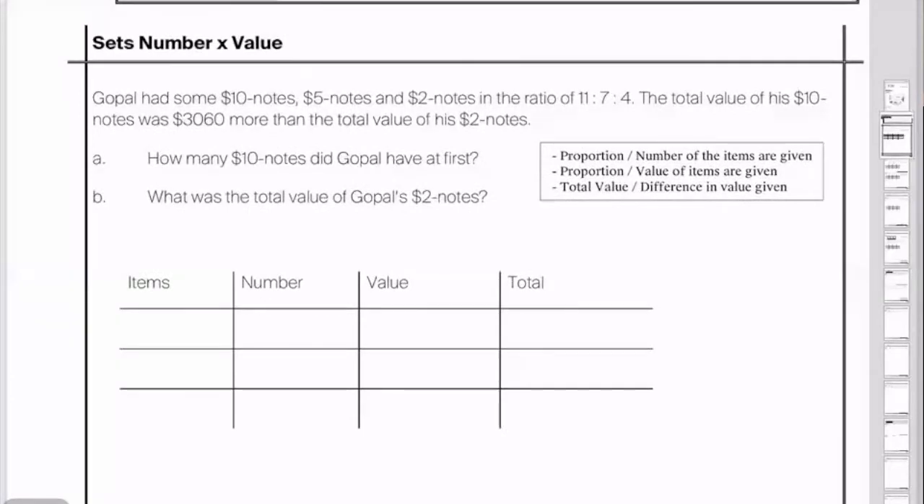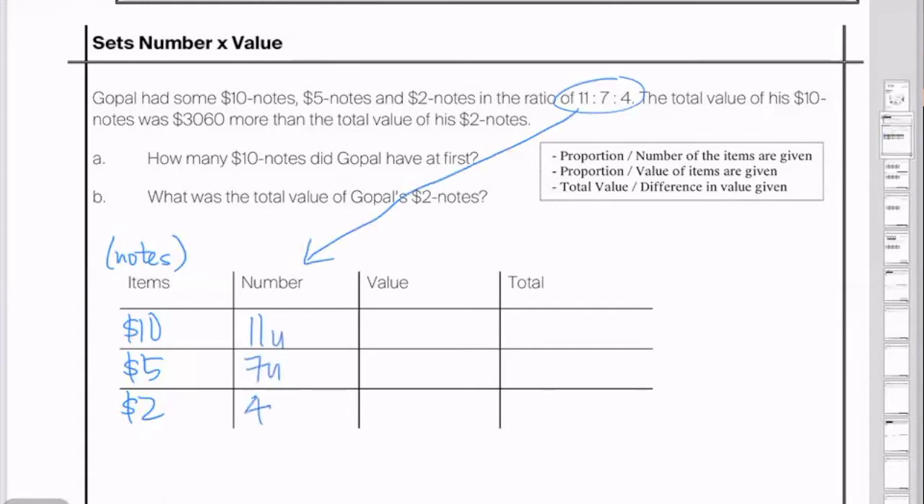Okay, so the first one, your sets number term value. So Gopal had some $10 notes, $5 notes, and $2 notes. If you were to do this, you start with your items. So your items will be your notes. So you have your $10, $5, and $2. So your number, what about your number? It's in a ratio, so 11 is to 7 is to 4. So based on this, you go into your number. So you have 11 units, 7 units, and 4 units.